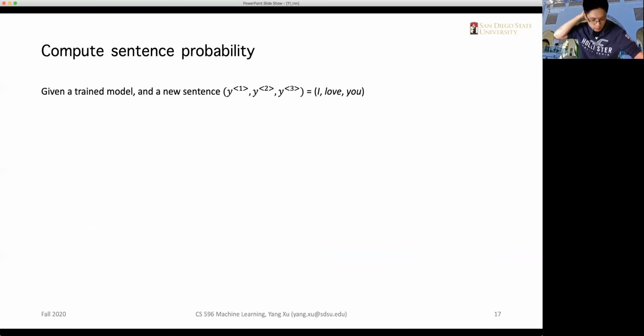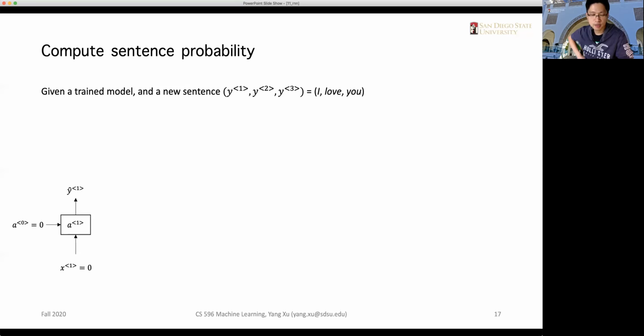Remember, in the audio recognition task, we want to use a language model to output the probability of a sentence, right? So now we assume that we already have a model, and also we have a new sentence which has 3 words: I, love, and you, right? And we want to use the model to estimate the probability of such a sentence. We want the model to output something, okay? And that is also straightforward.